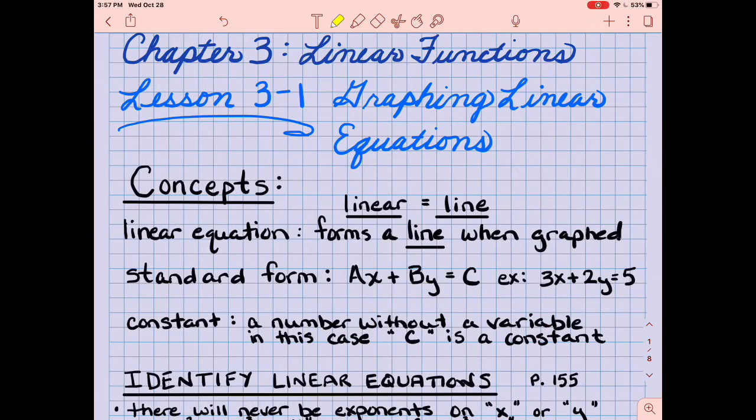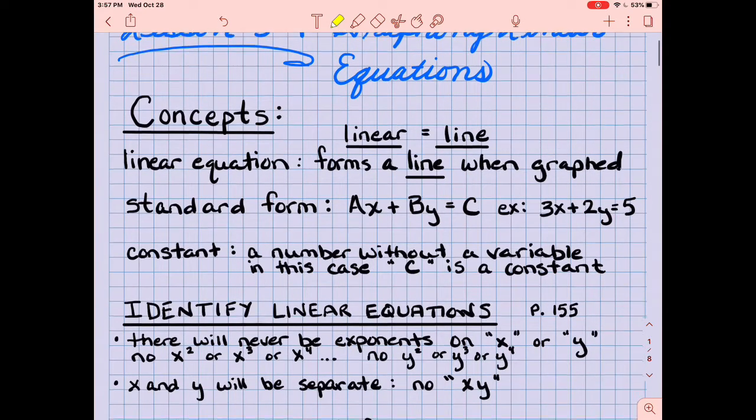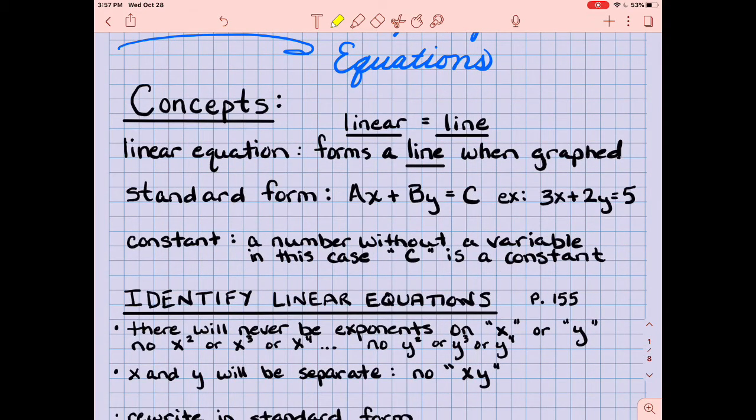This is Chapter 3, Linear Functions, Lesson 3.1, Graphing Lines and Equations. You can follow along with me in your textbook on page 155. The concepts we're going to talk about today are linear equations. Linear equations form a line when you graph them, a straight line, no curves.